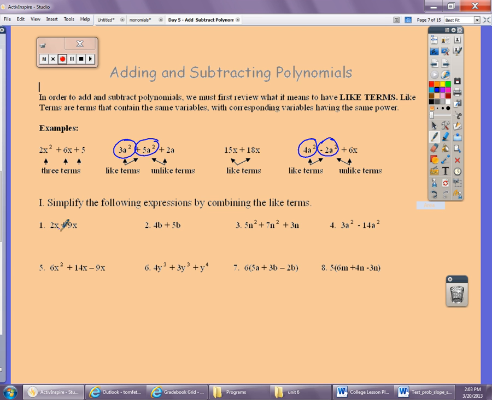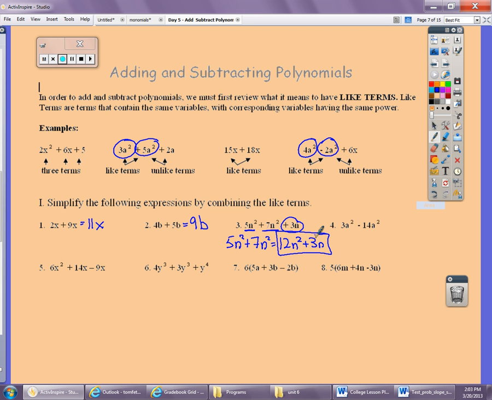Well, the first one, 2x plus 9x, they both have x's, so we can simply add 2 plus 9, which gives 11x. Number 2, we have 4b plus 5b. Well, they both have b's, so we can add them together. 4 plus 5 give us 9b. Now, once we get to number 3, we can only add like terms. So our like terms, we have 5n squared plus 7n squared. That's going to give me 12n squared. Plus, I still have that 3n. So my answer is going to be 12n squared plus 3n.